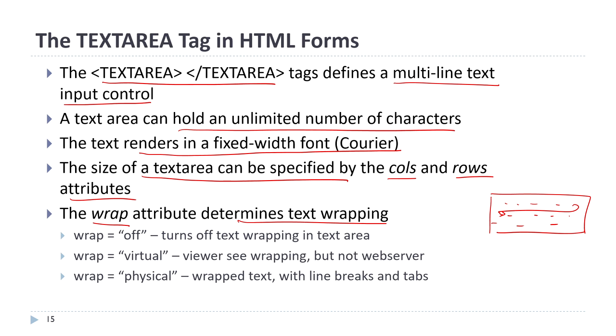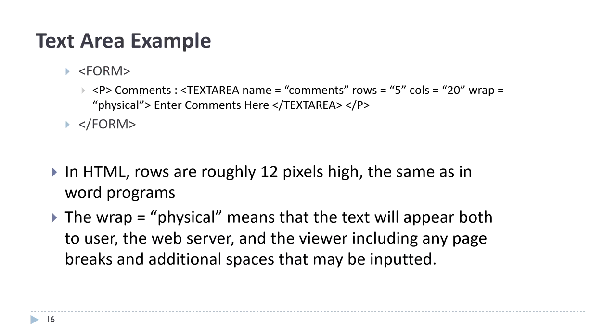Here is an example of a text area. It says form comments, so it will materialize into something like this. Comments, it will show a colon, and rows are 5, columns are 20. So it will be a text area like this. There will be 1, 2, 3. So there will be 5 rows.